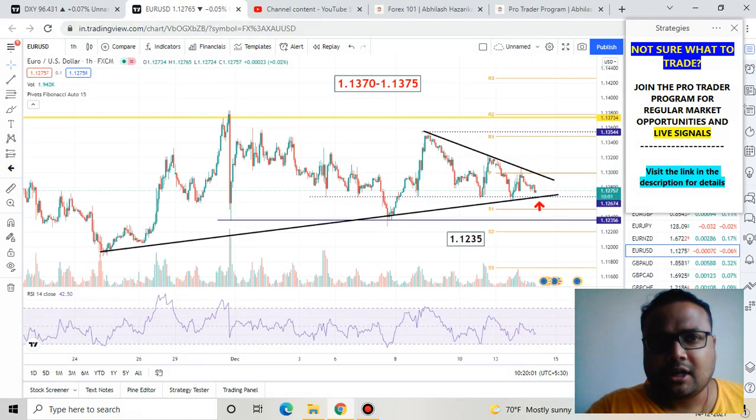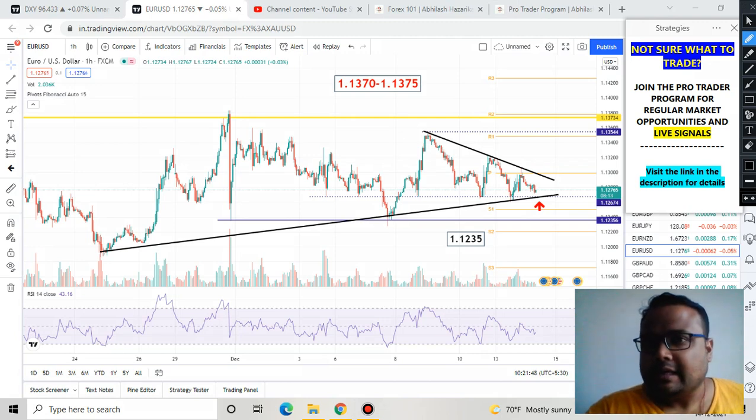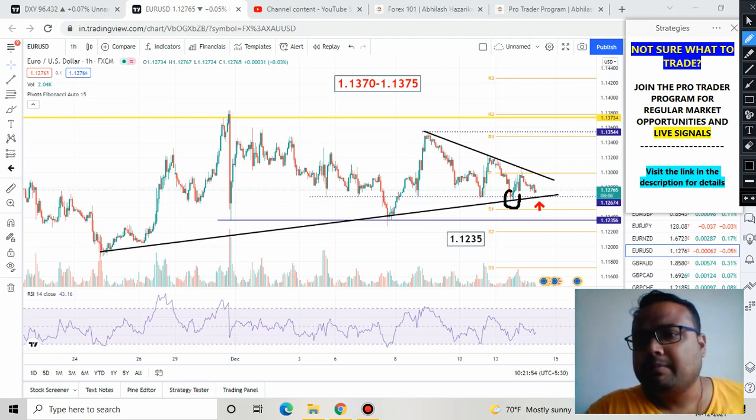Now let's come to the chart of Euro USD here. Euro USD is approaching the support here. Yesterday I clearly talked that we have a double support in this level, and as per our expectation, market did bounce here and we got a buying opportunity, and the same opportunity is coming up again.